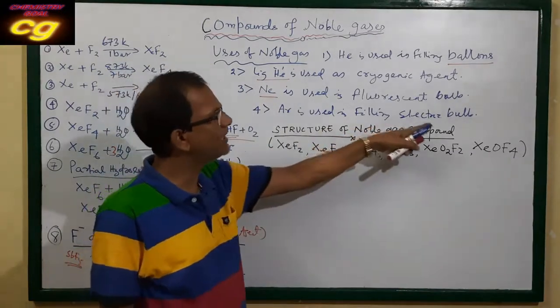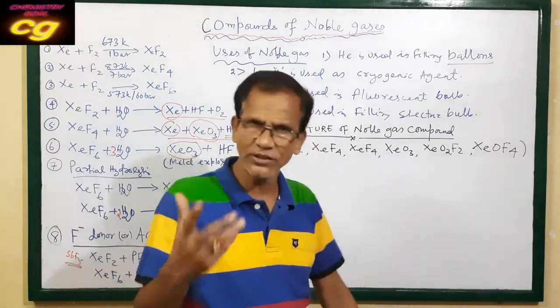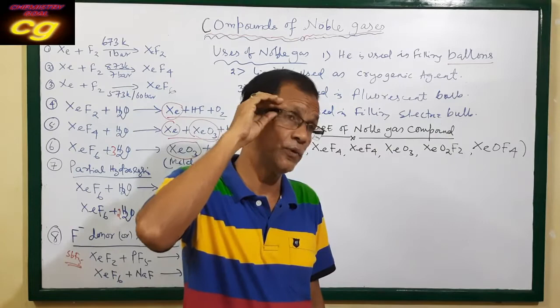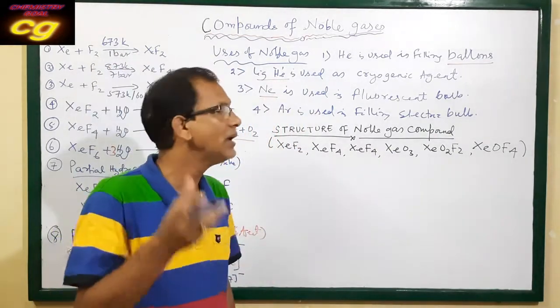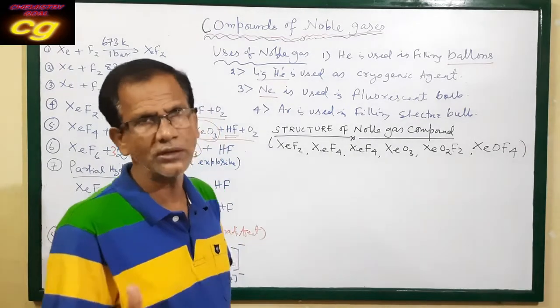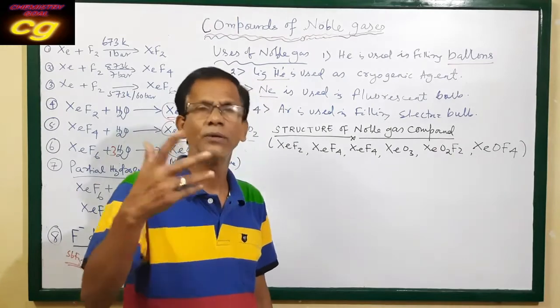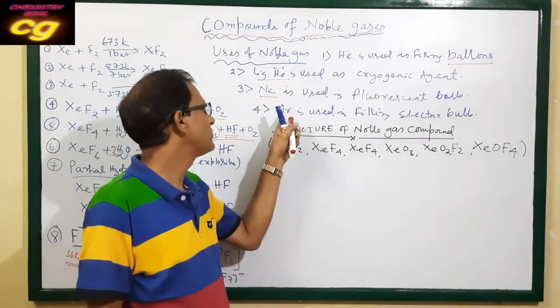Argon is used in filling electric bulbs. Electric bulbs are also filled with argon because argon is inert. So for better illumination, we can use inert gases like nitrogen, argon, neon for filling the bulbs because their illumination is more.